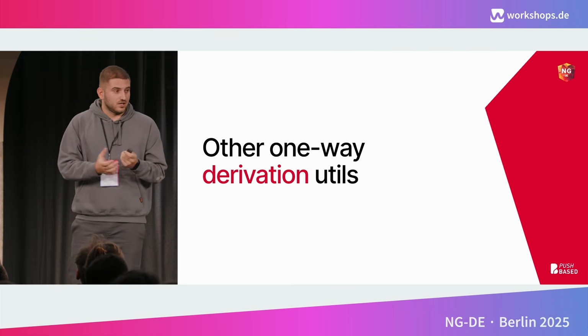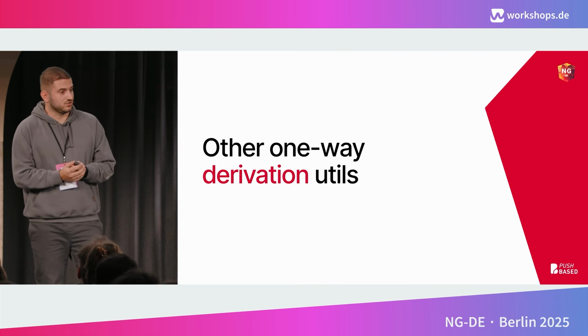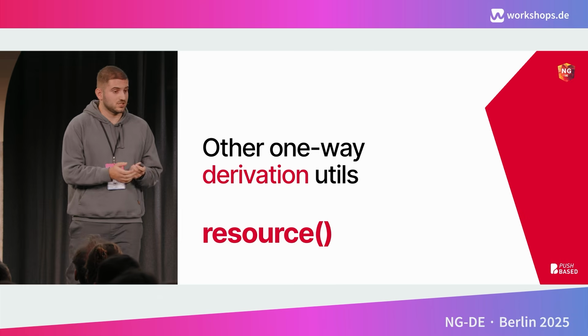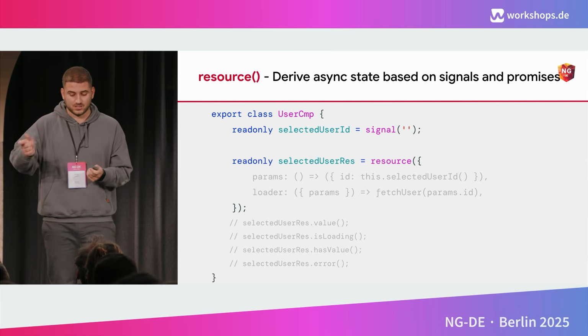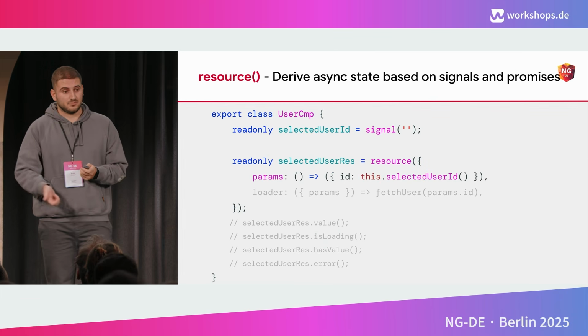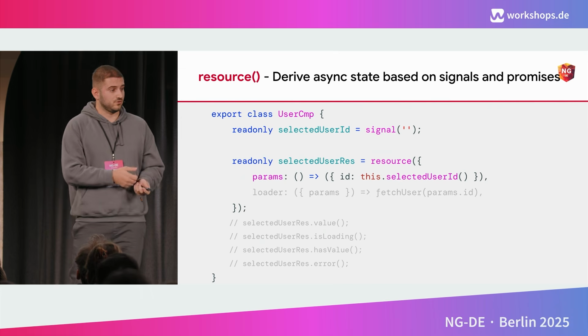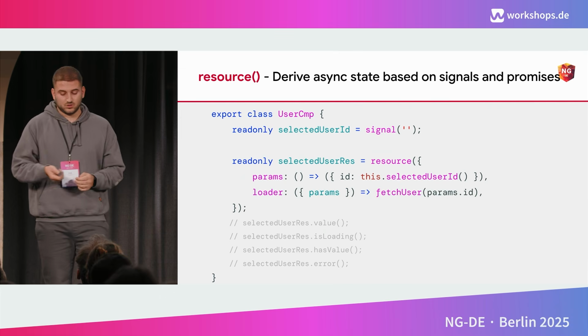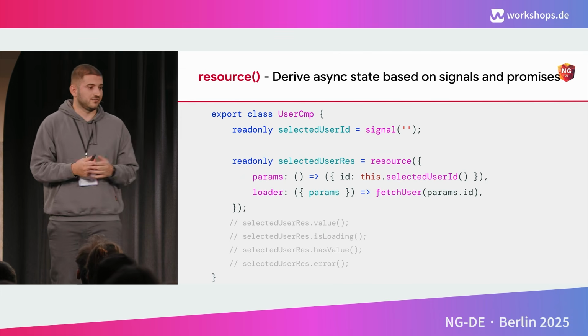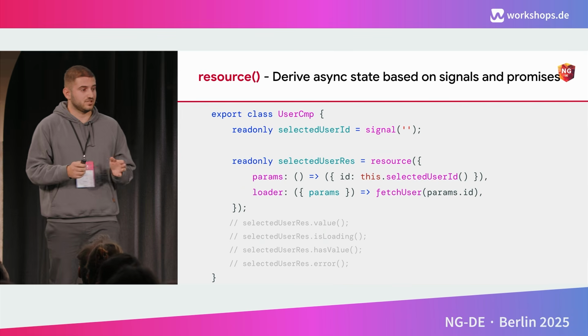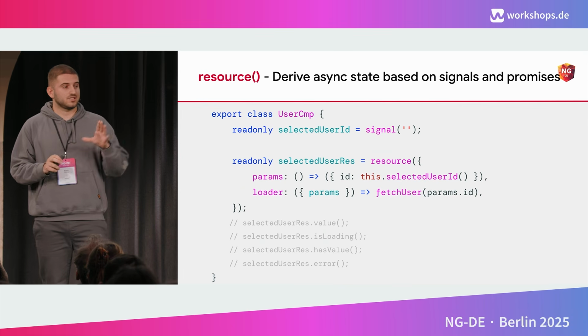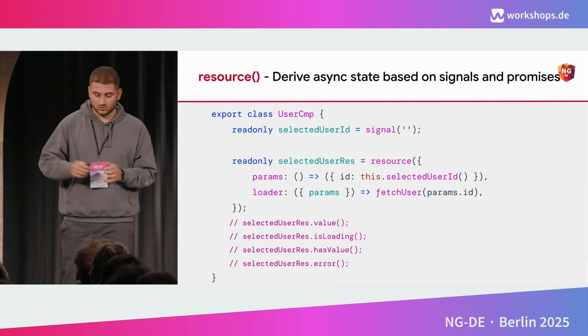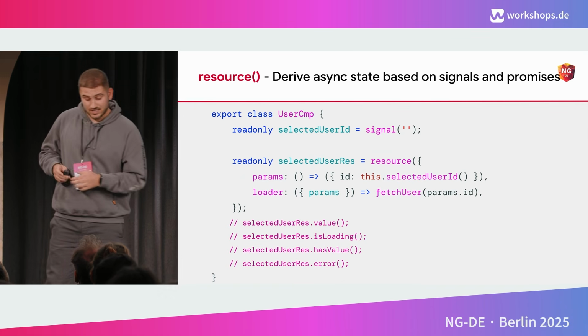Well, there are also other one-way derivation utilities. For example, resource. Resource does the same thing. We can say resource, and it accepts some parameters like ID, which is a signal, of course, and the loader, which will basically be our derivation logic. But all of this is one way. So we get some data, and that's it. And we can read it like value, isLoading, hasValue and error.